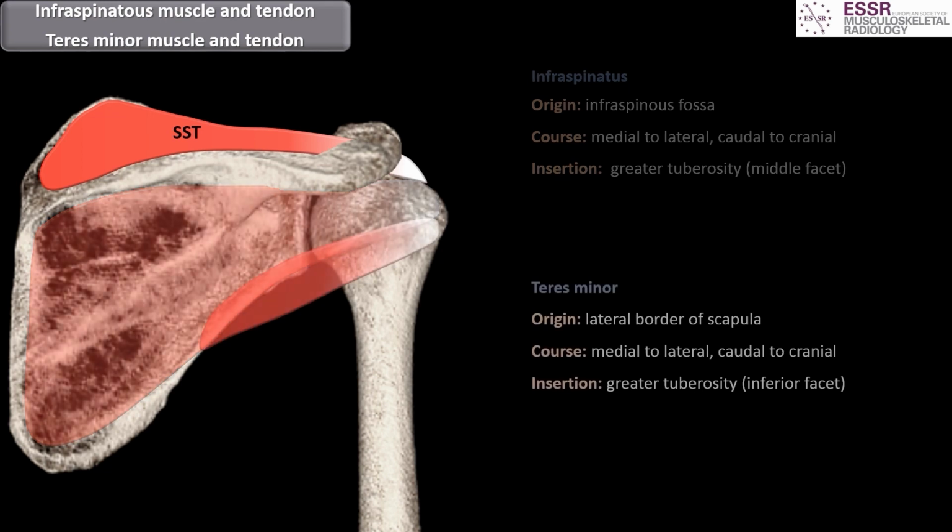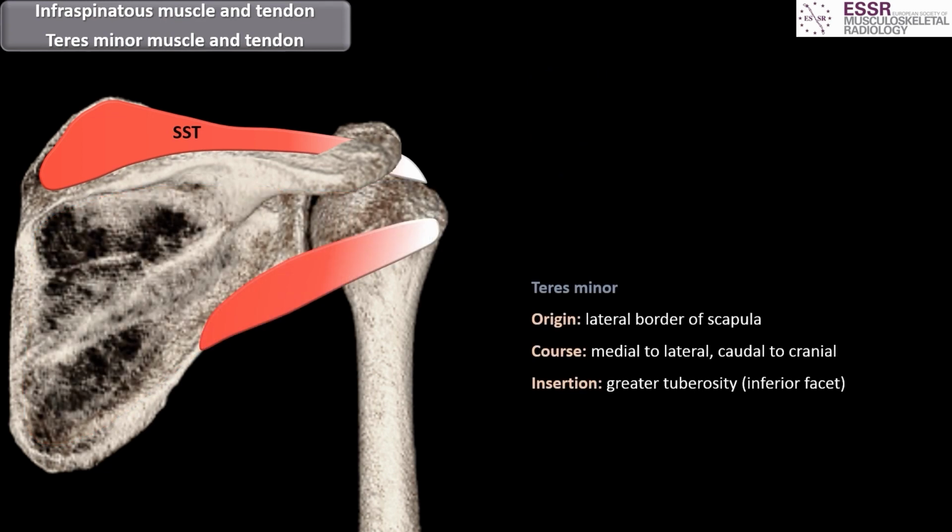The small teres minor muscle arises from the lateral border of the scapula and follows an oblique caudocranial course to insert onto the greater tuberosity immediately posterior and inferior to the infraspinatus attachment. The spine of the scapula is used as a useful landmark to distinguish these muscles.